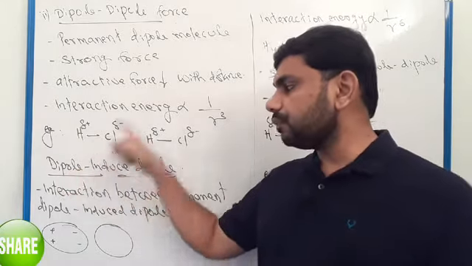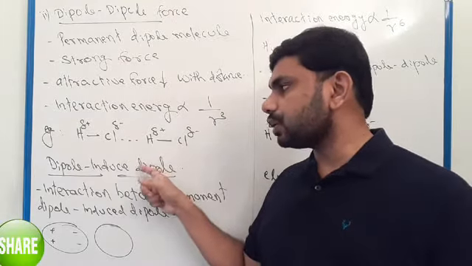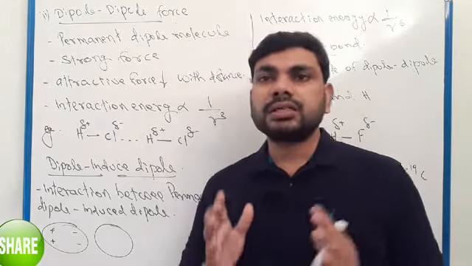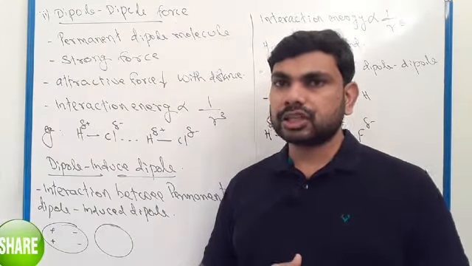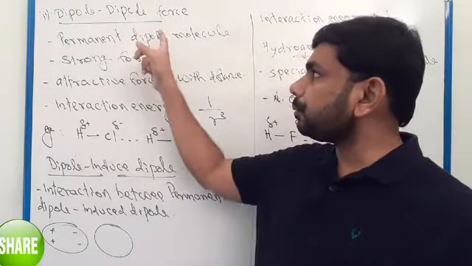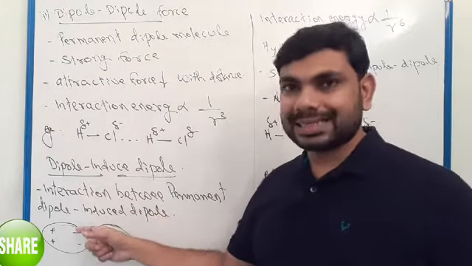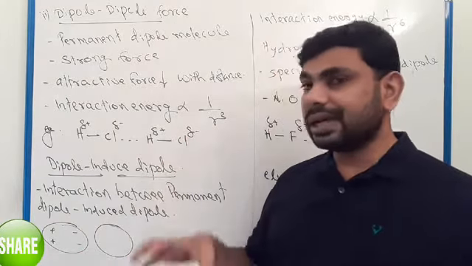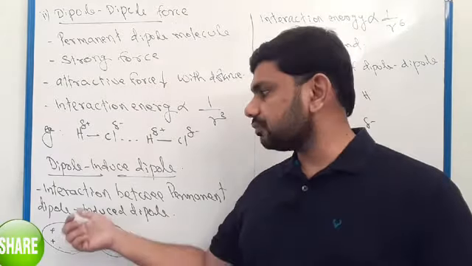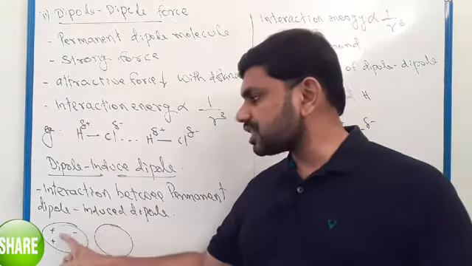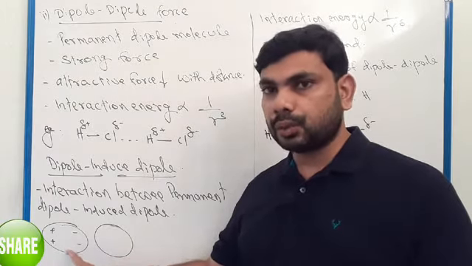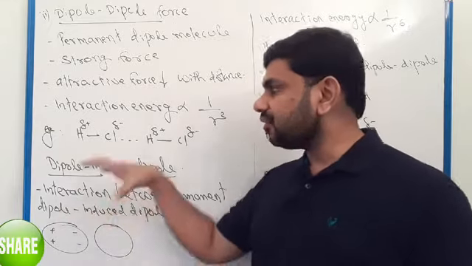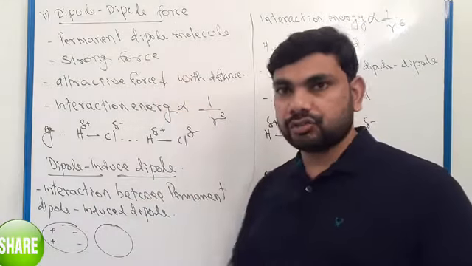This polar molecule will induce polarity on this molecule, then they will attract each other, and this is called dipole-induced dipole attraction. Compared to dipole-dipole interaction, this force will be less. But compared to London force or dispersion force, it will be stronger, because one is a permanent polar molecule. So this force is stronger than dispersion force and weaker than dipole-dipole interaction.